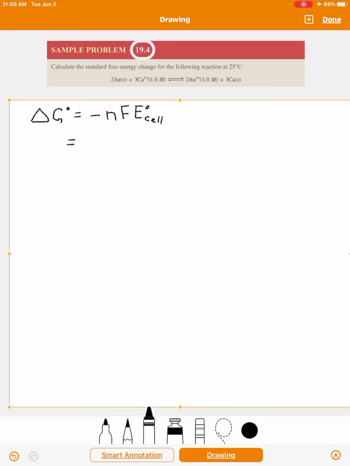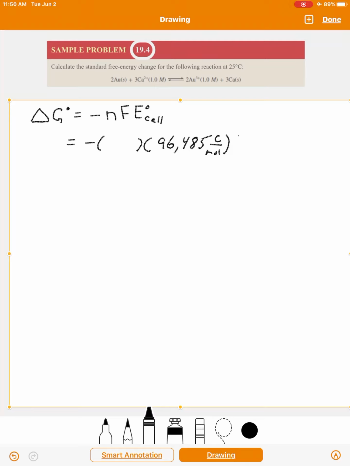We know this is a negative. We don't know the number of moles of electrons transferred in the equation yet. We'll figure that out. But we do know this value of F is 96,500, or 96,485, however many sig figs you want. And the units for that is coulombs per mole.